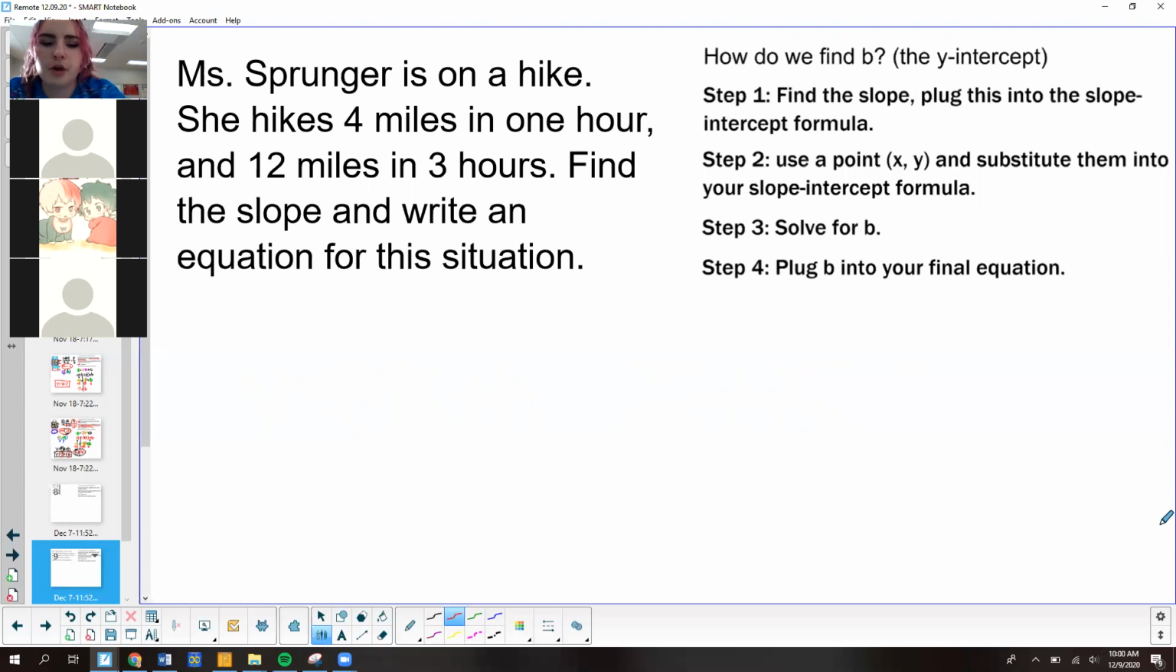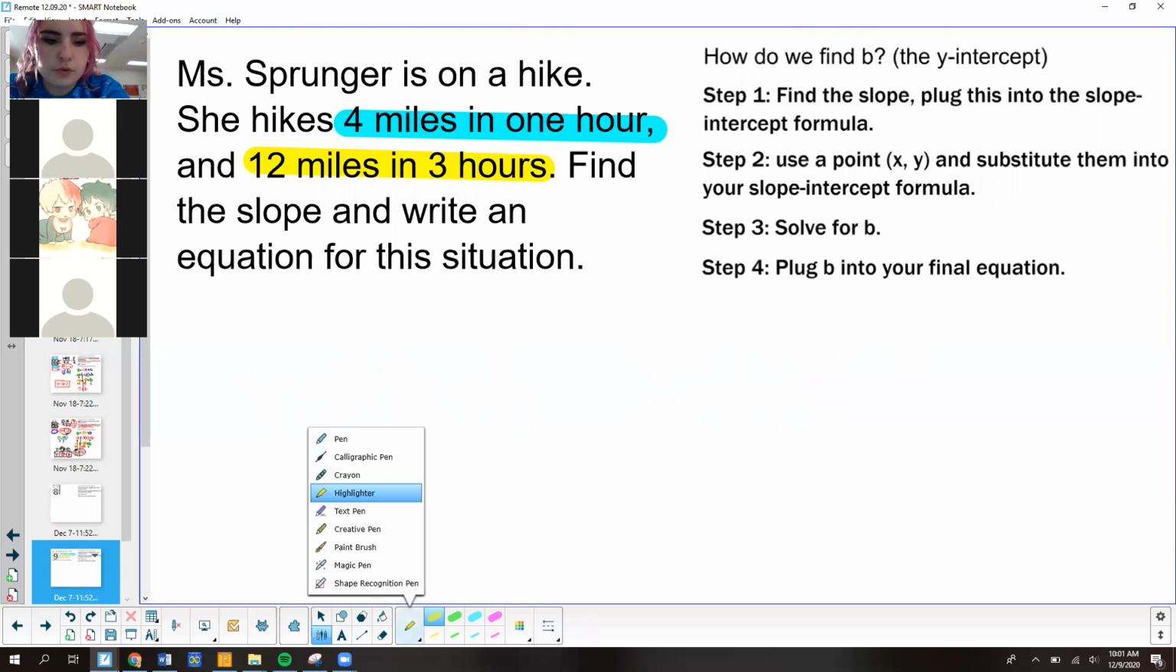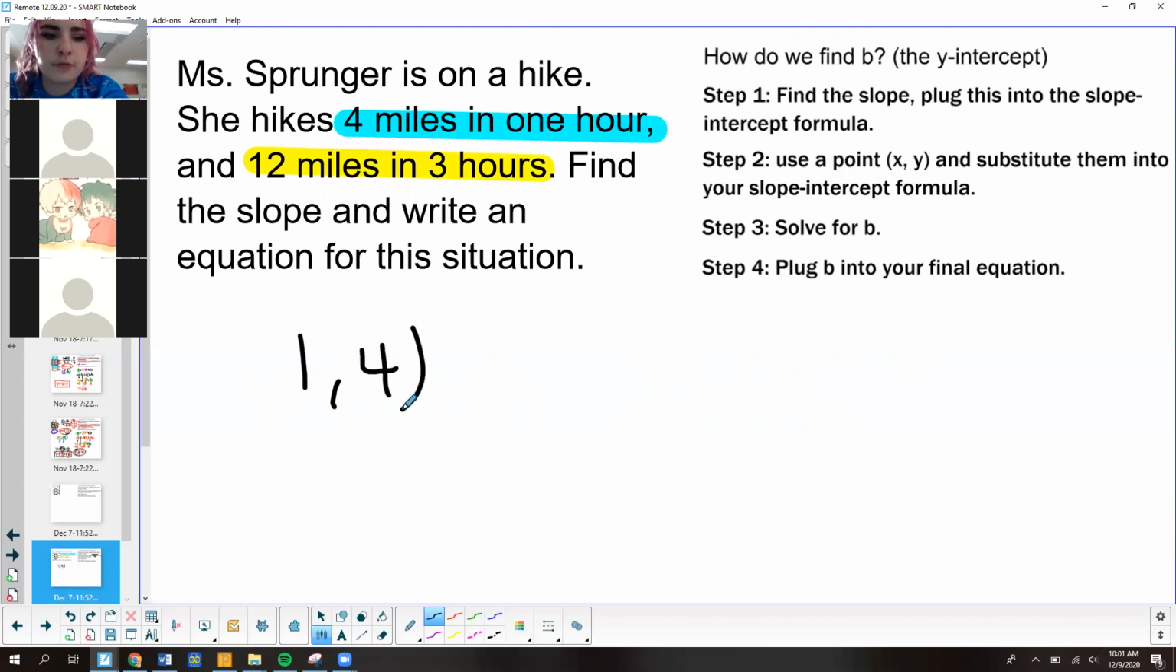All right, so if we remember anything from our non-proportional stories, we should know that when in a story problem, when they give us something like this, they want us to find the rate of change or the slope. So in 1 hour, she hikes 4 miles. In 3 hours, she hikes 12 miles. That's what we can gather from that.